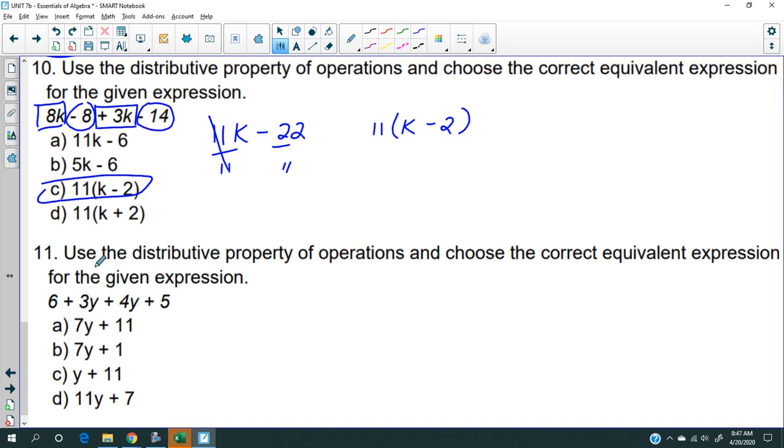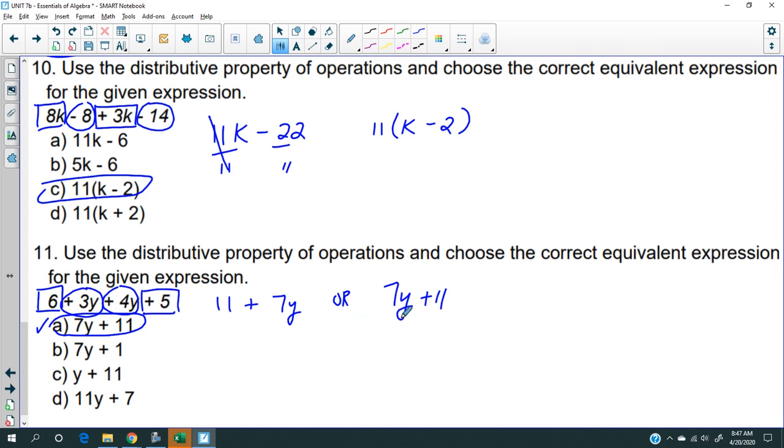Okay, 11. Again, you got to combine like terms first. So what is that? That's 11 plus 7y, or old man Ing style, 7y plus 11. Which one is that? Yep, that's it. Okay, choice A. All right, 7y plus 7.